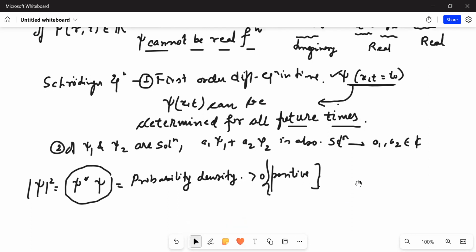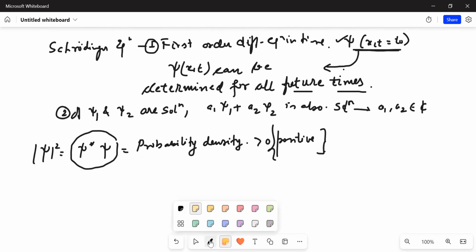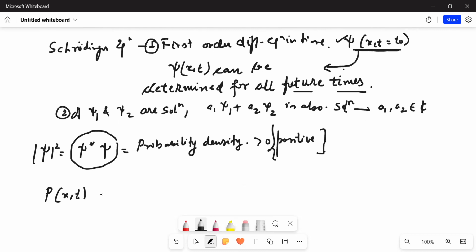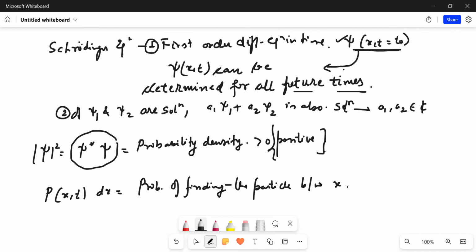Now, let's say in one dimension, I've already taught you, but I'm just writing it for the sake of revision, that this particular probability density, when multiplied by dx, gives you the probability of finding the particle between x and x plus dx at time t.